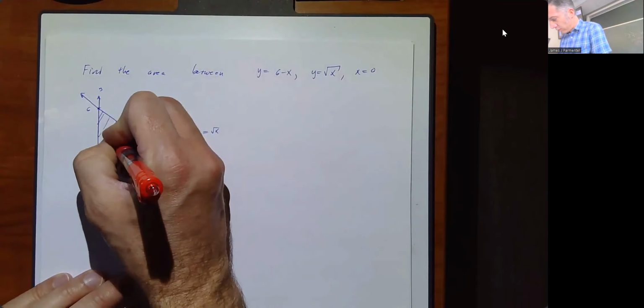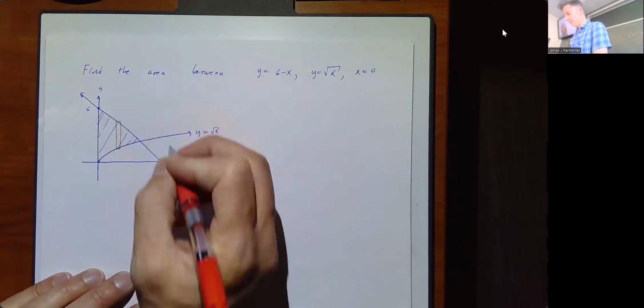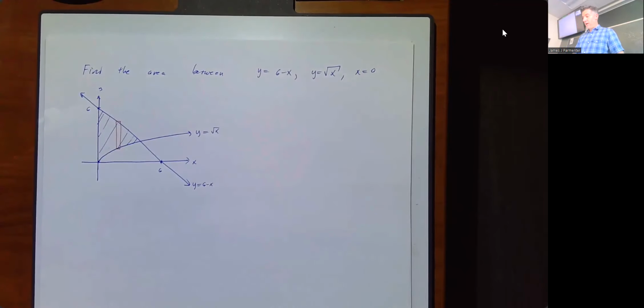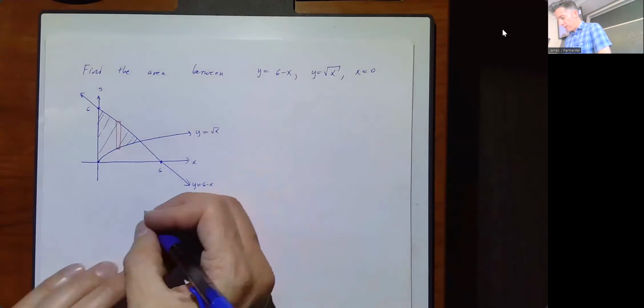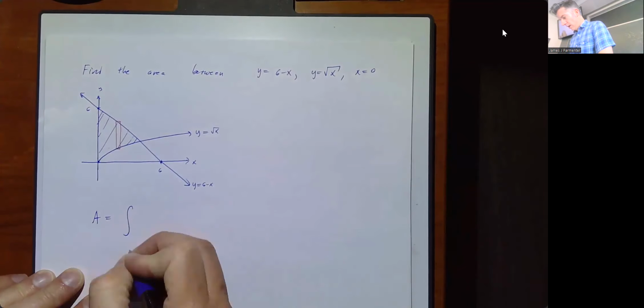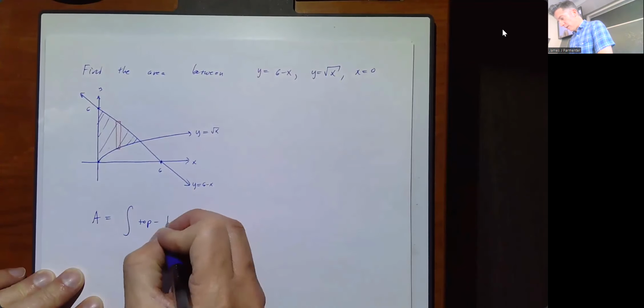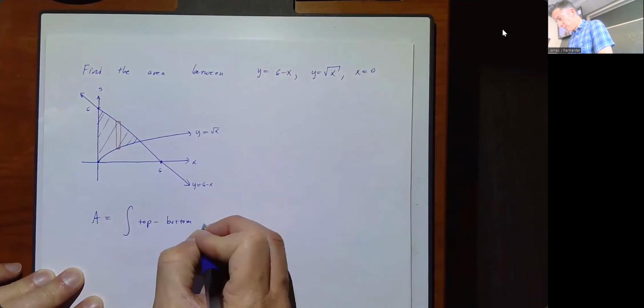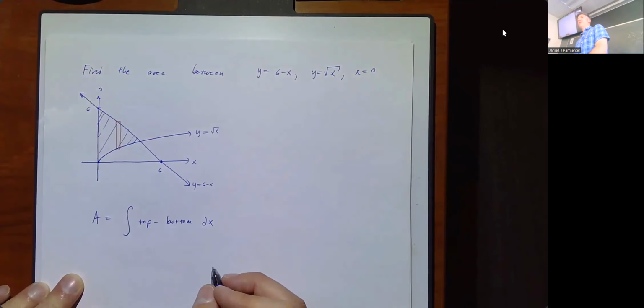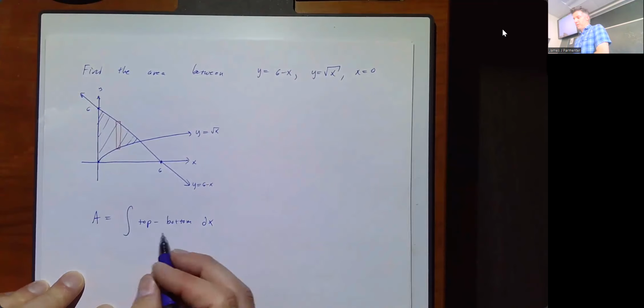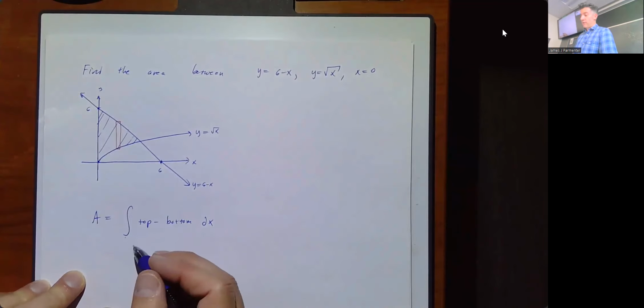So I'm going to use a vertical strip here. And to find the area, again, area is not terrible. Area is just the integral of the top minus the bottom. Ooh, what are the limits? I need to find them. I'll figure out the limits of integration in a second here. So actually, let's figure them out now.